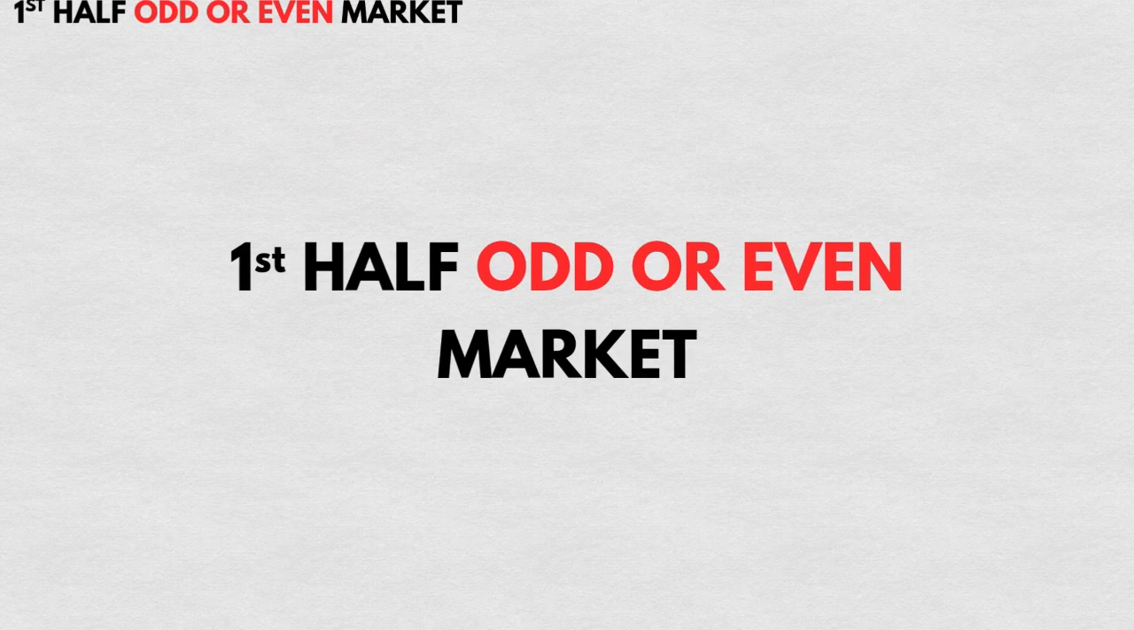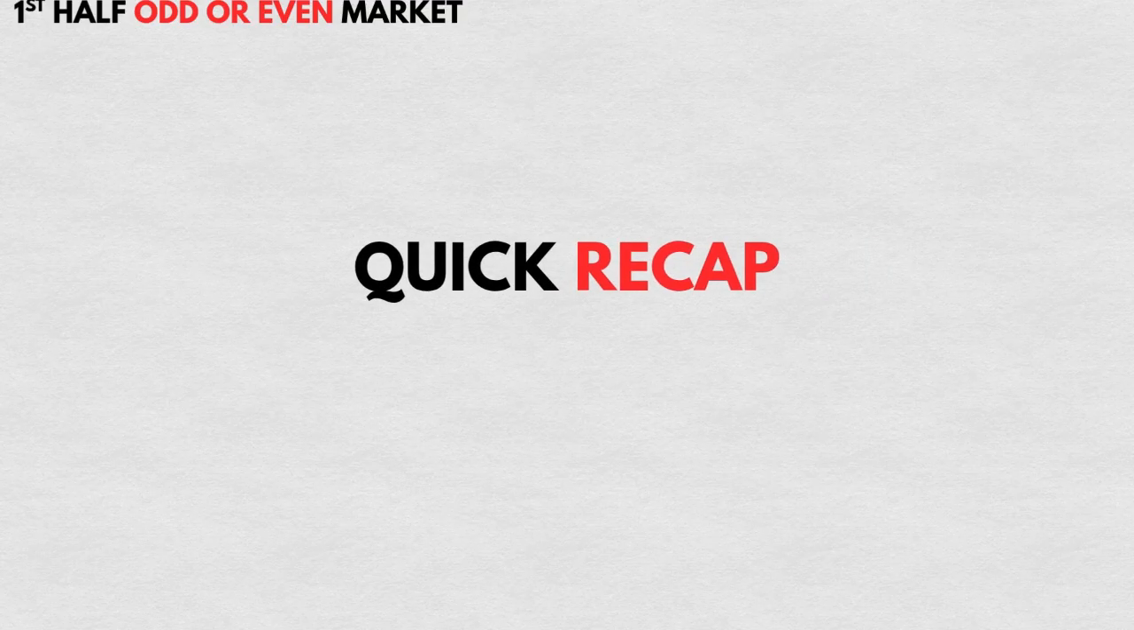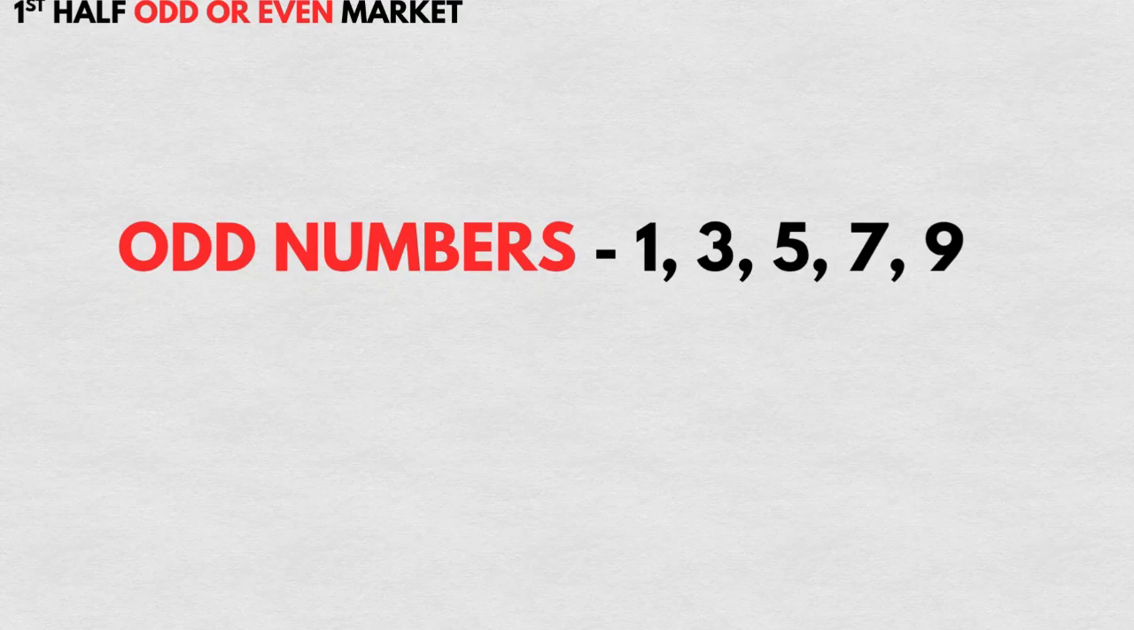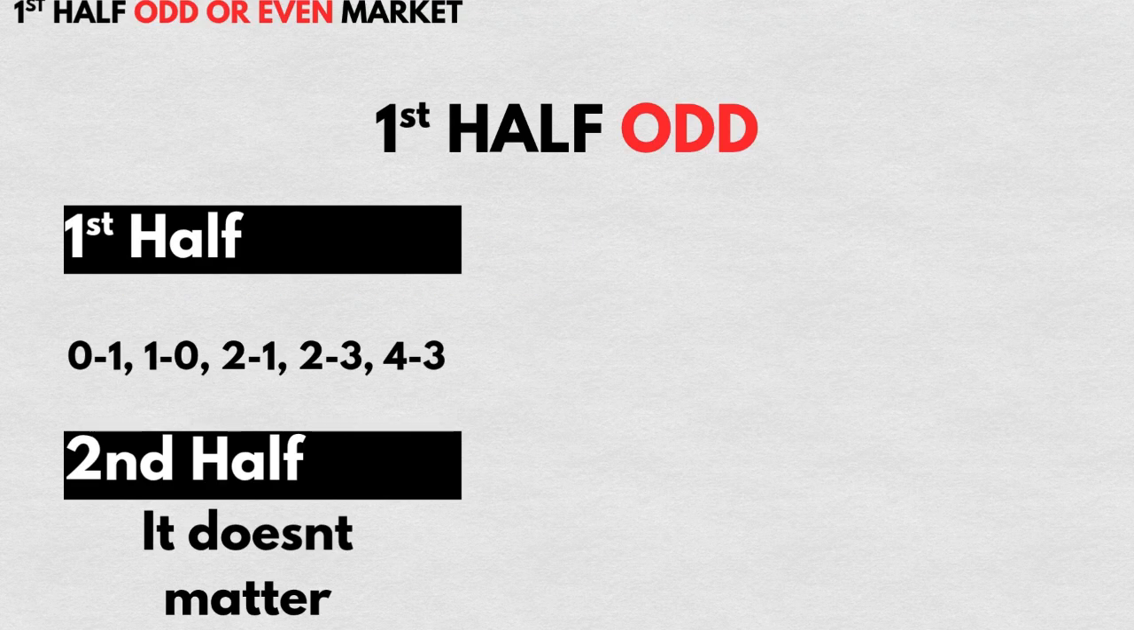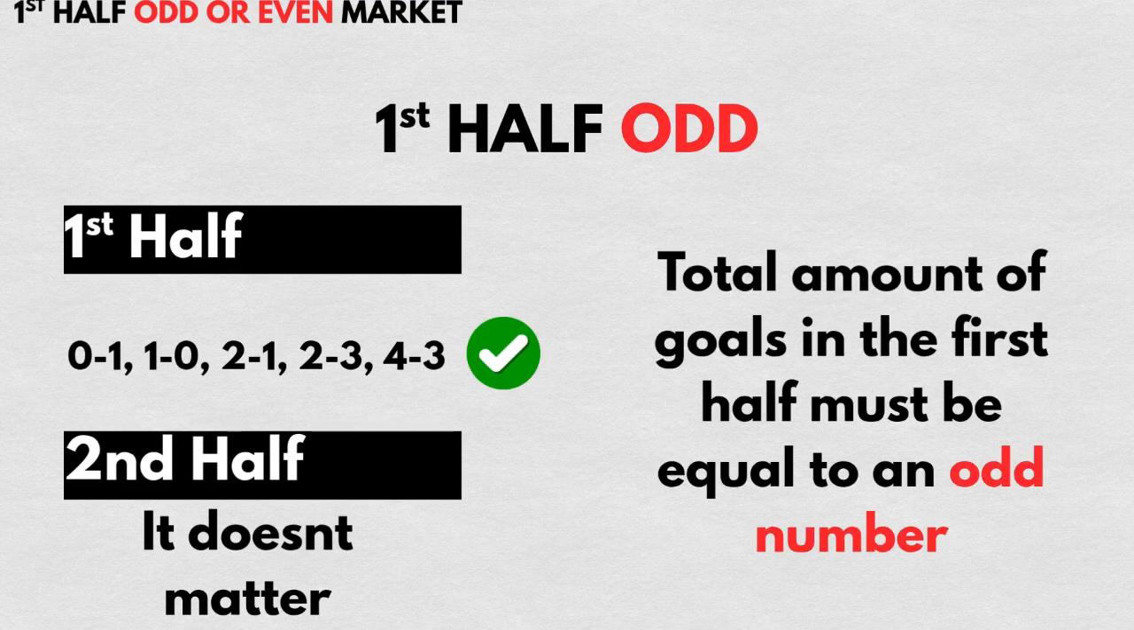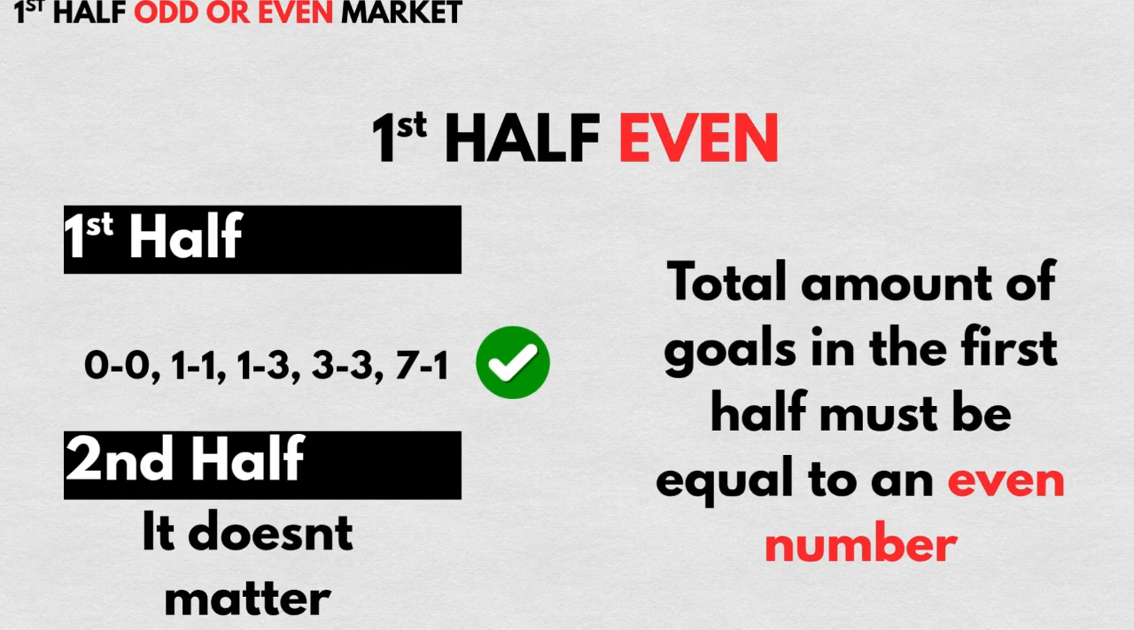First half odd or even. Remember all I said about odd or even numbers? Well, here's a quick recap. Odd numbers are 1, 3, 5, 7, 9, and even numbers are 0, 2, 4, 6, 8. Now, if you select odd, that means the summation of results from that first half must be an odd number. And if you select even, that means the summation of results from that first half must be an even number.